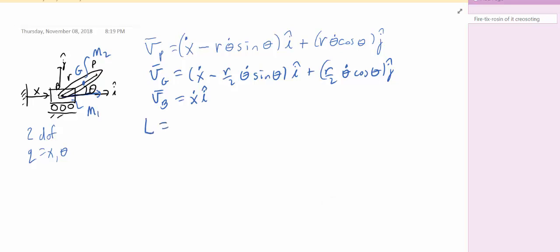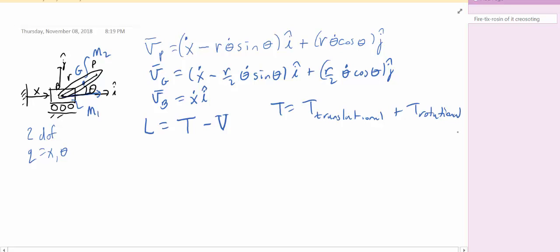We have this thing called the Lagrangian, which is L, which is equal to capital T, which is kinetic energy, minus capital V, which is our potential energy. We said we're focusing on 2 pieces. The kinetic energy has a translational part plus a rotational part. So let's take a look at that.